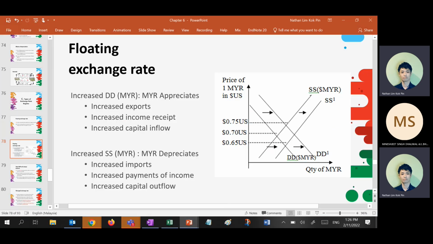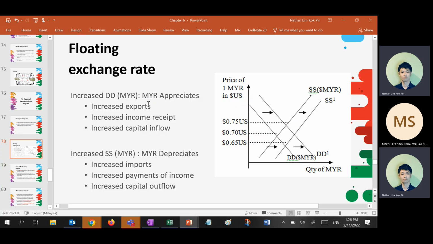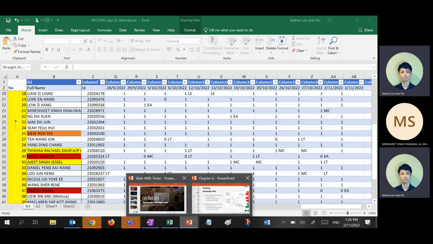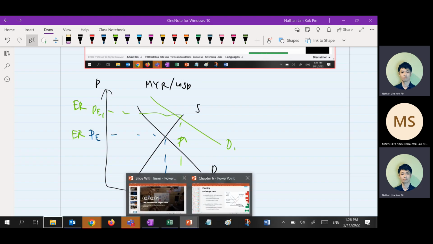Second reason, increase in income receipt. Income receipt, Yihui, why? So this is how you show the floating, very easy, right? This is how you show the floating diagram. Floating and sharing diagram, right? Very simple, right? Floating. Okay. Don't need to show me the diagram like that.